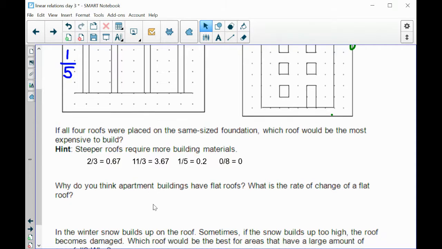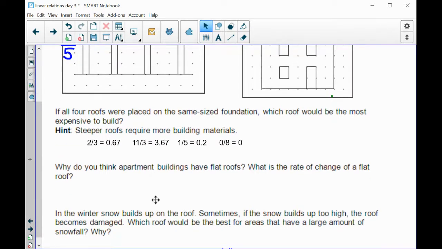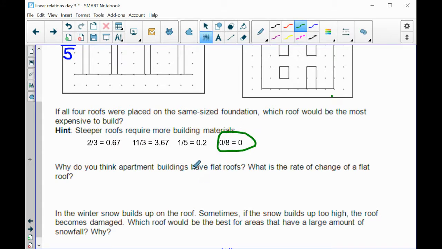Well, if you think about how big apartment buildings are, especially in relation to a house, they have a much larger footprint on the ground, or they cover a much larger area of the ground, which would require a lot of roof. Even with only a little bit of pitch on that roof, it would require a lot more roof than a flat roof, because the rate of change of a flat roof is 0, which means that there is no height, right? There is no change. There's no rate of change.